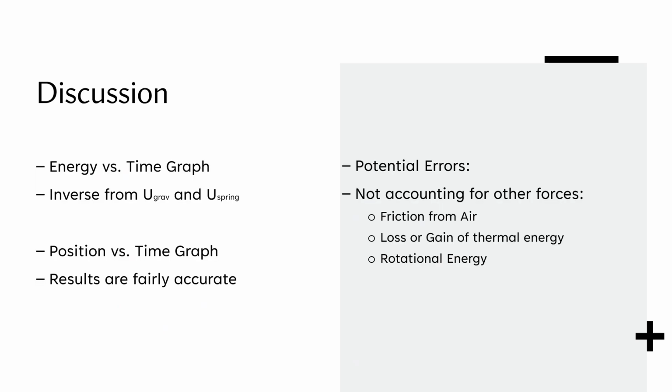As previously mentioned, the energy from gravity and from the spring were inversely proportional, and the position versus time graph was fairly accurate. However, the x graph was a little bit more accurate. Some potential errors include not accounting for some other forces, like friction from the air, the loss or gain of thermal energy, or even rotational energy.